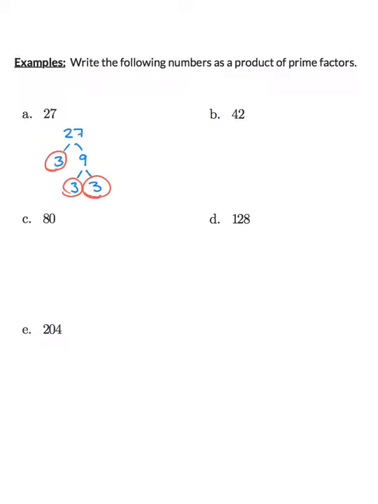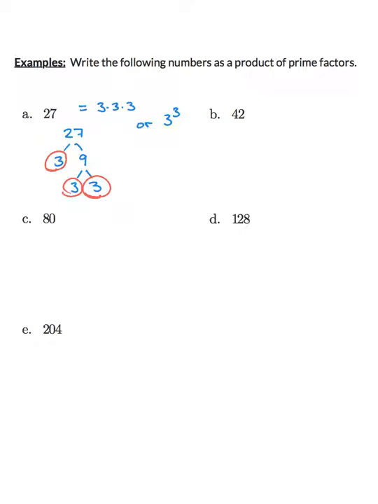So 27 is equal to 3 times 3 times 3. Basically take all the numbers that you circled, or you can write this with exponents. Our base is the 3. The exponent is how many 3's do we have multiplied together. Since we have a total of 3, we can write this as 3 cubed.